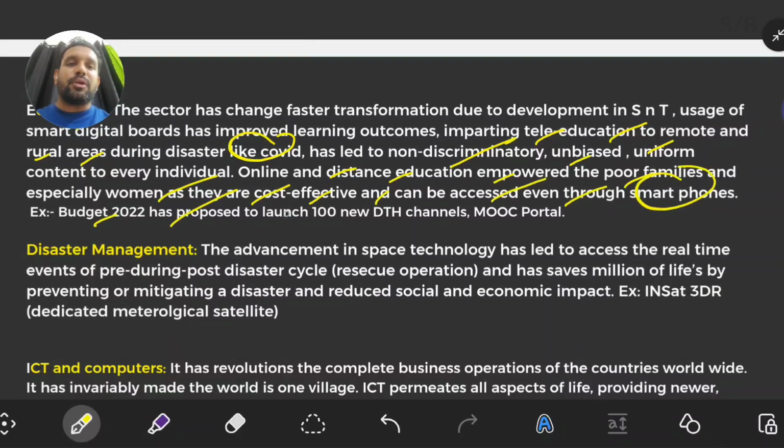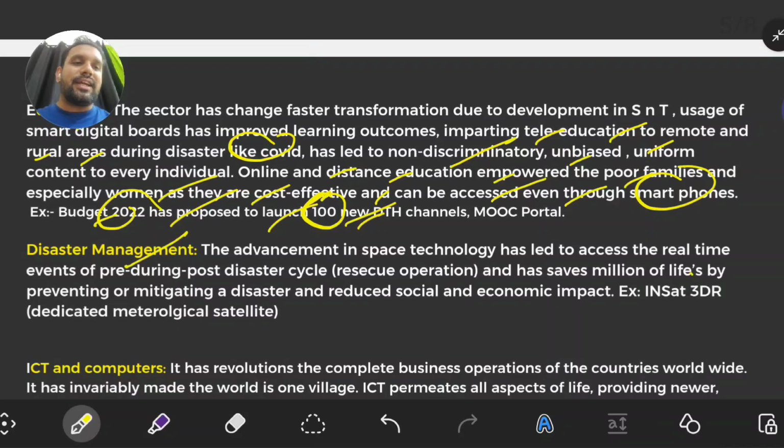Budget 2022 proposed to launch 100 new DTH channels. I am recording this lecture in 2025, but I am taking the budget of 2022 because at that time 100 new DTH channels were launched. Why? Because if another COVID comes at any time, our rural students will be getting all the information and education without any problem.